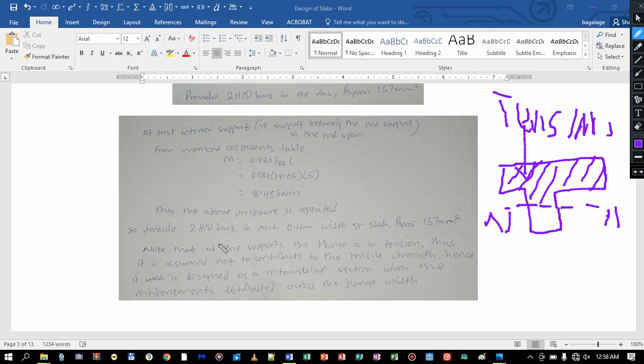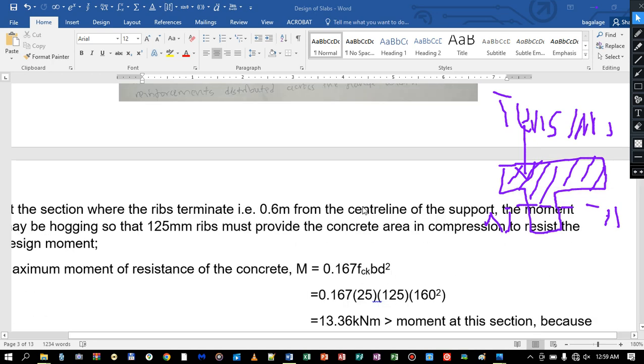But the reinforcements we get, we distribute them across the width of the flange. And so after doing the design, still I got two bars of 10 mm there, which should be distributed uniformly across the 400 mm width of the flange.